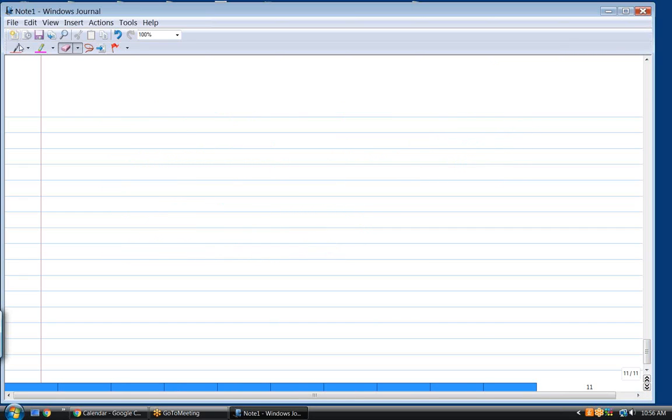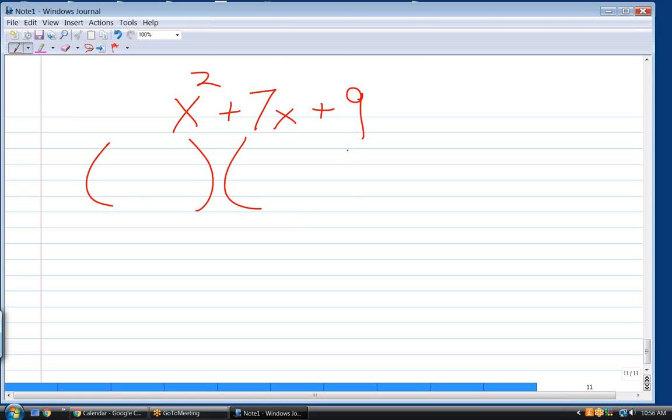Let me go back to the standard one I've been talking about. x squared plus 7x. If I said plus 9, notice I can't do this. I got x, and I got plus and plus, but factors of 9 that add to 7, they don't exist. The only factors of 9 are 9 and 1 and 3 and 3. And 9 and 1 certainly don't add to 7, and 3 and 3 don't add to 7.